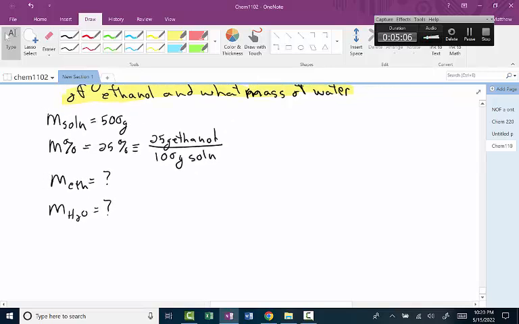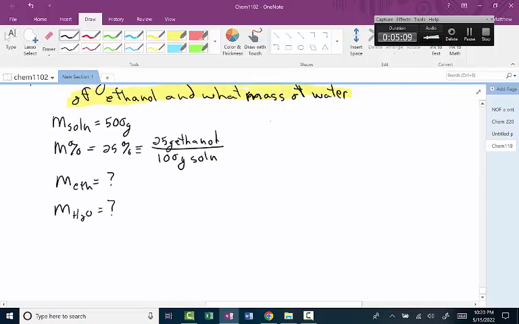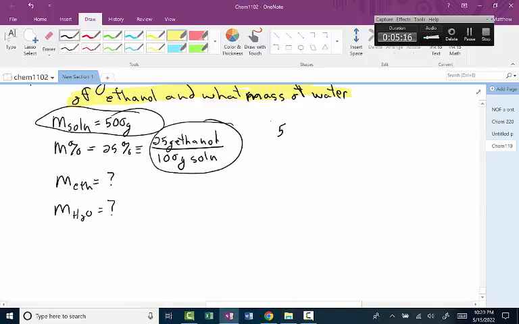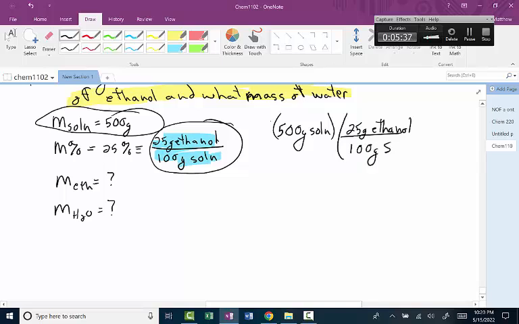So I'll start off here. I'll do 500 grams. I'll just start with this and convert it, to get how many grams of ethanol are in there. I use this as a conversion factor. Okay, so I have 500 grams of solution. I put my units in, that helps. That multiplied by 25 grams of ethanol per 100 grams of solution, and I'm done. That gives me 125 grams of ethanol. Notice my units canceled. The grams of solution canceled.